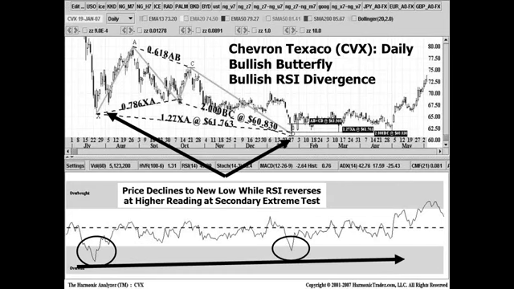Looking at this daily chart of Chevron Texaco, we have a really nice bullish butterfly. Notice at the X point, this initial low, we have a really nice W formation. That's our complex reading. Then we have this secondary test that comes up and tests and hits the midpoint of the 50 level. So our anticipation then is looking for that secondary test at some point.